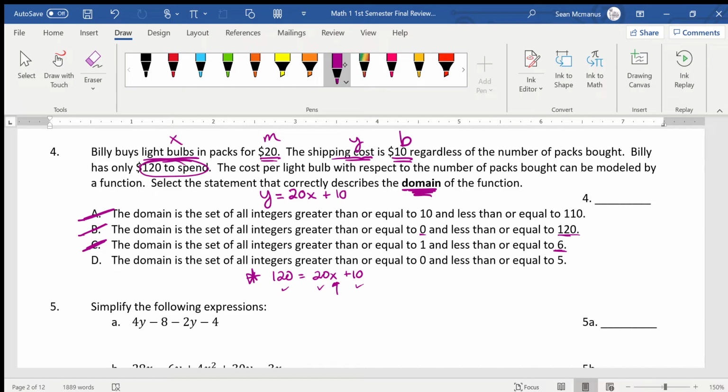The domain is the set of all integers greater than or equal to 0. So can I buy 0 packs? I can always buy 0 packs, right? If I buy 0 packs, well, this would tell me I have to spend $10, but that's okay. And then over here, 5, right? If I buy 5, I put a 5 in here. 20 times 5 is 100, plus 10 is 110. So that's allowed because that's within my budget. So the correct answer here would be D.